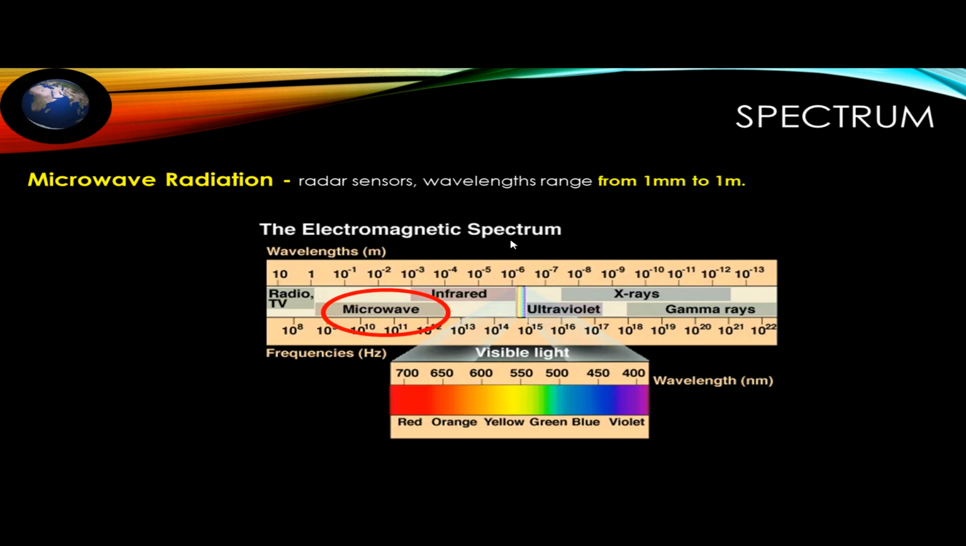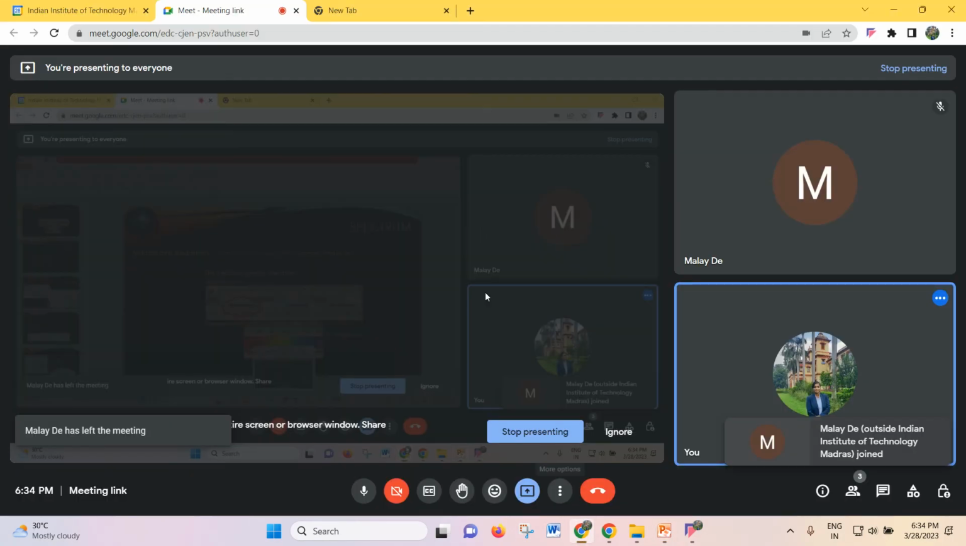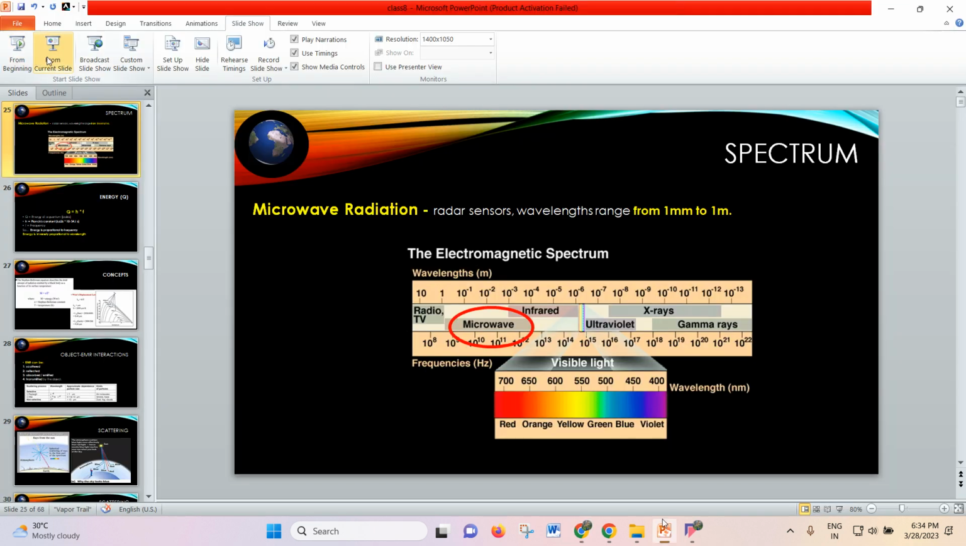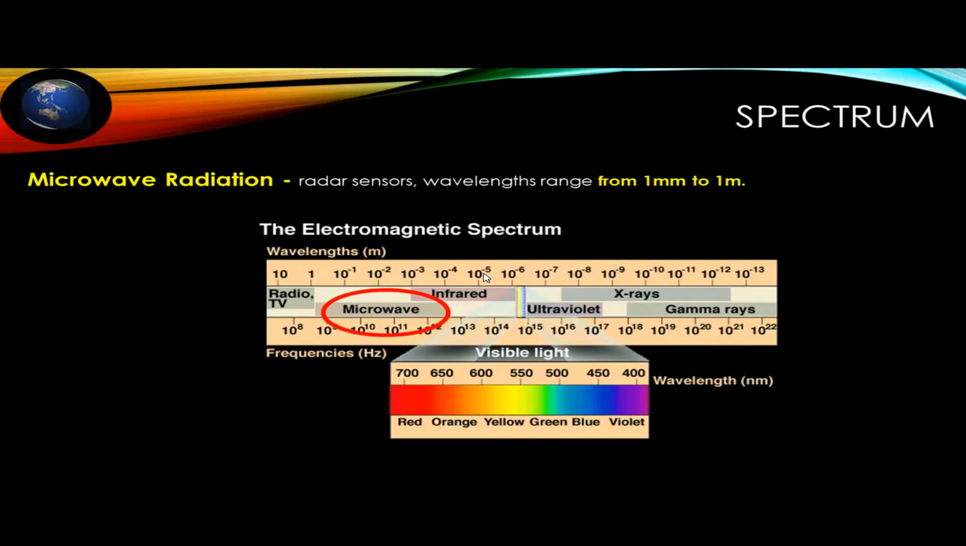Now, the microwave radiation is sensed by the radar sensor, which comes under which one? Can you tell? Just now I told, right? The microwave radiation comes under active remote sensing. It has a wavelength of 1 mm to 1 meter.